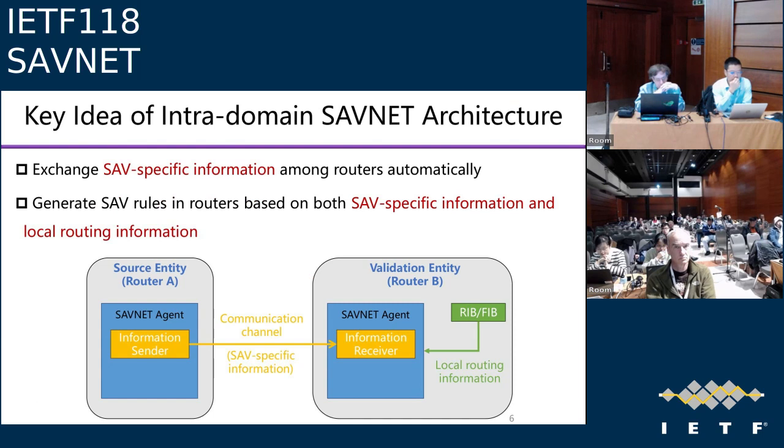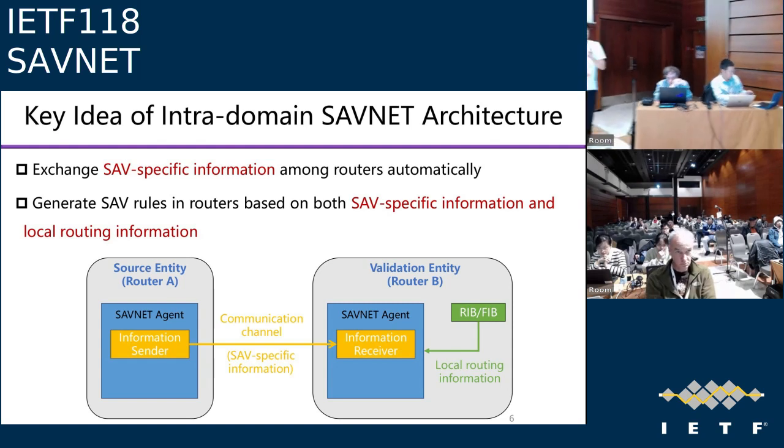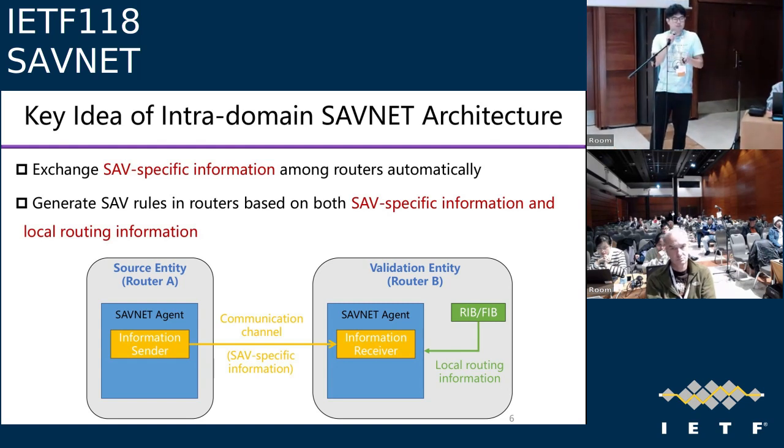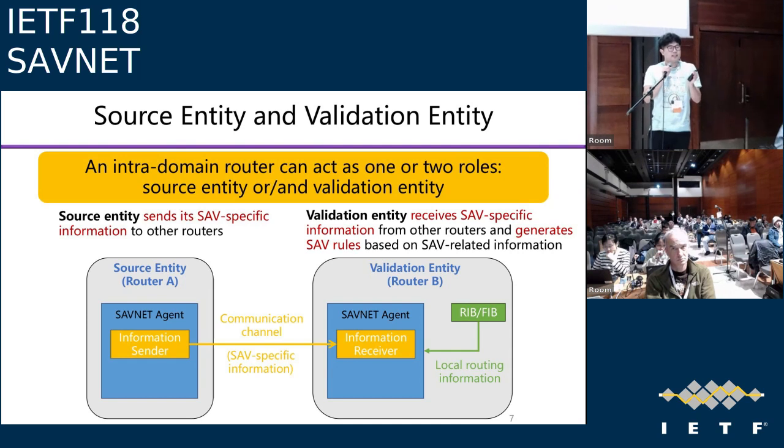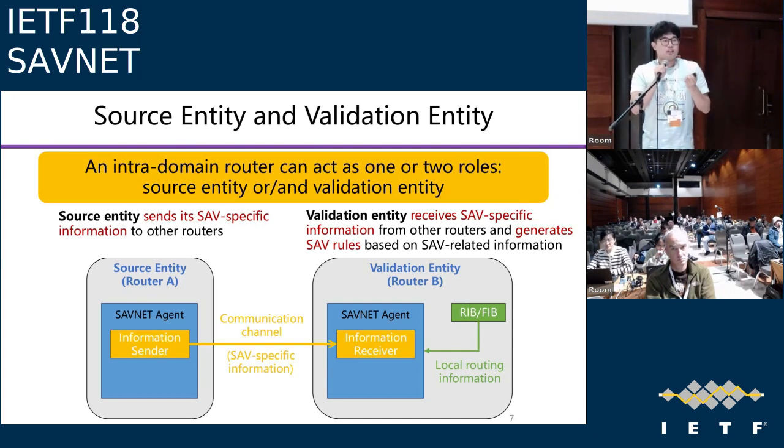The key idea of intra-domain SAVNET architecture is to exchange SAV-specific information among intra-domain routers automatically, and then to generate SAV rules in routers based on both the SAV-specific information the routers receive and their local routing information in their FIBs or RIBs. An intra-domain router can act as 1 or 2 roles. Specifically, a router can act as source entity or validation entity or both. The router acting as source entity will send its SAV-specific information to other routers, and the router acting as validation entity will receive SAV-specific information from other intra-domain routers and then generate SAV rules based on the SAV-specific information and its local routing information.